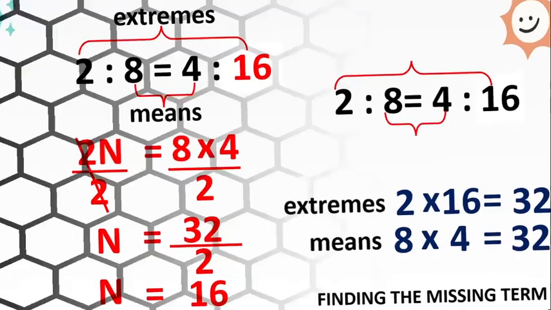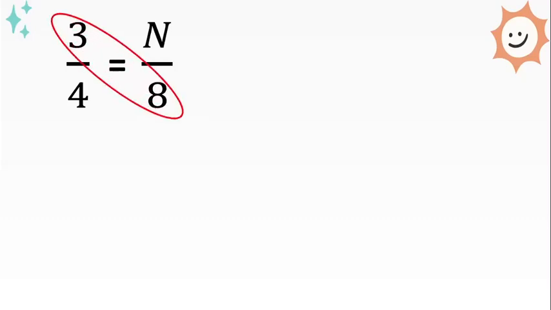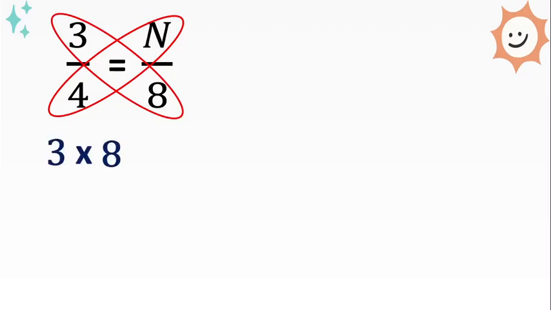Okay, bigyan ulit tayo ng panibagong halimbawa using the fraction form. 3 to 4 is equal to n to 8. Si n ang nawawala. So, multiply the extremes and then multiply the means. So, multiply muna natin si extremes. 3 times 8 equals 4n. So, baba si 4, lagay si n.